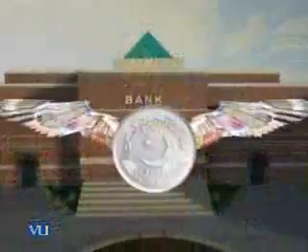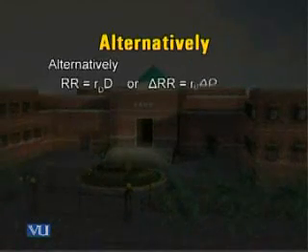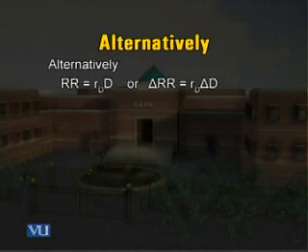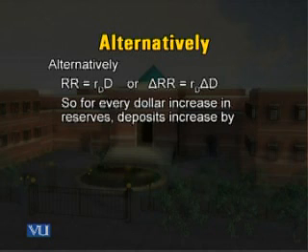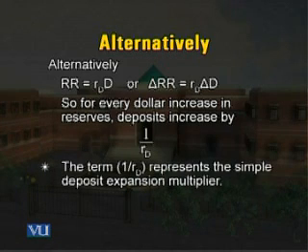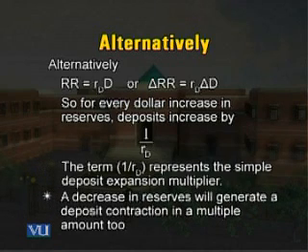So we can write it down with the 10% reserve requirement, or any percentage of reserve requirement, that the change in deposit, change in D, is equal to RD, which is the required reserve ratio, times the change in R. So we have alternatively RR, required reserve, is equal to RD times D, or change in RR is equal to RD times change in D. So for every dollar increase in reserves, deposits will increase by 1 over RD. Now this term here, 1 over RD, represents the simple deposit expansion multiplier. A decrease in the reserve will generate a deposit contraction in a multiple amount.